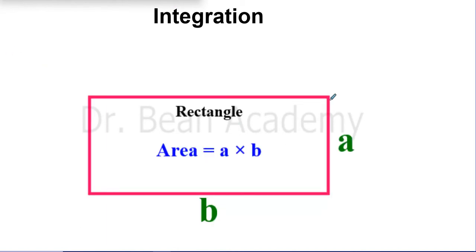Here I have a rectangle. And if I ask you what is the area of a rectangle, you already know it is the multiplication of length and width, which is here A cross B. This is the area of this whole, and you are very well familiar with that one, right?